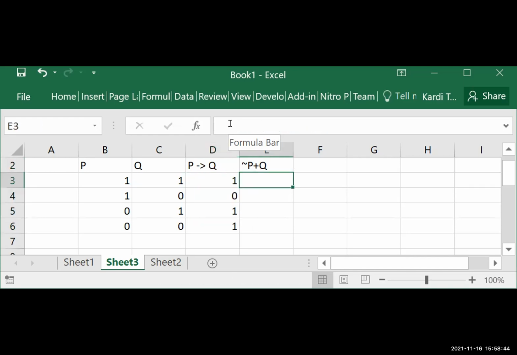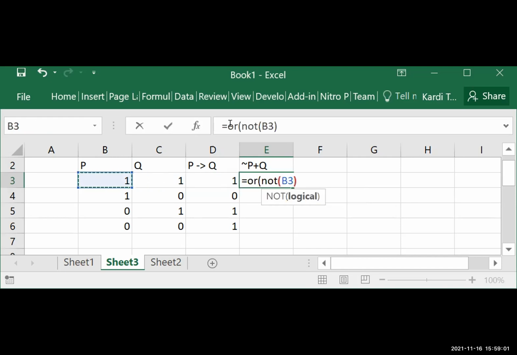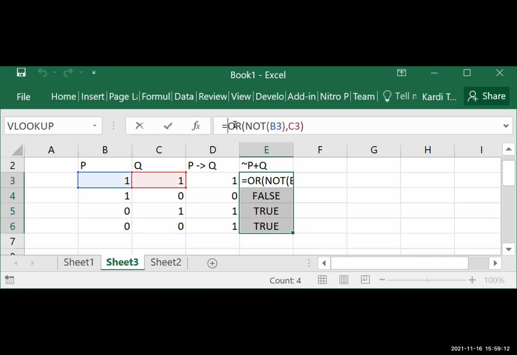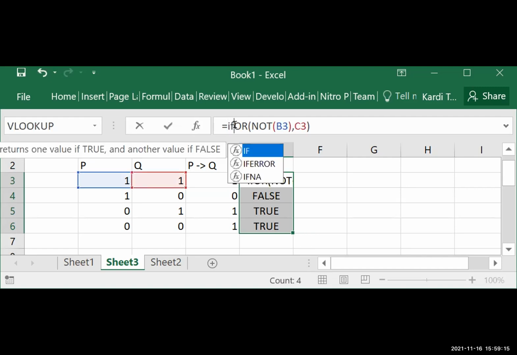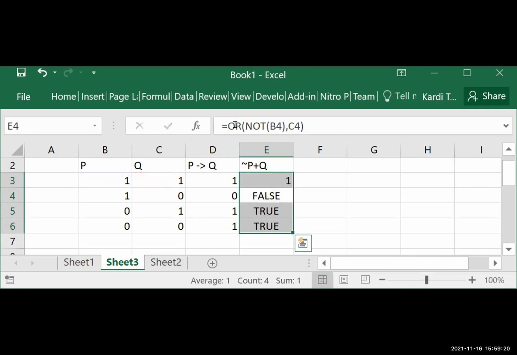Now we want to prove that this is actually the same as not P or Q. So we put OR here. OR of what? NOT, right? Not P, and then Q. Let's check. Oh, yes, that's correct, right? If you want to make it binary, you can just put 1, 0. Exactly the same.